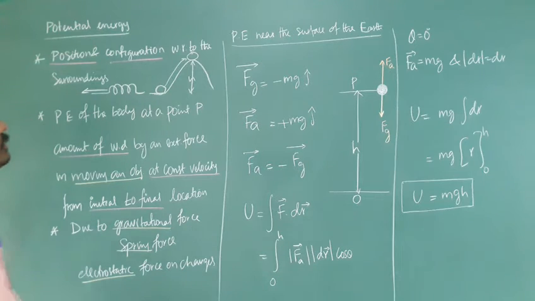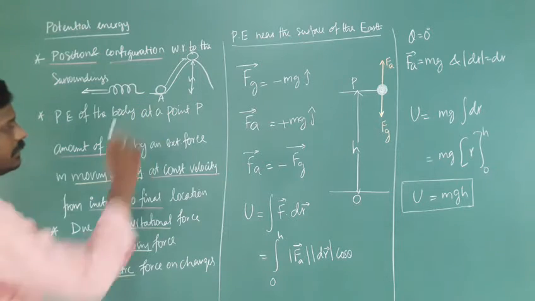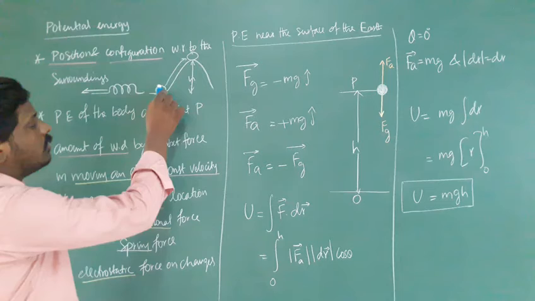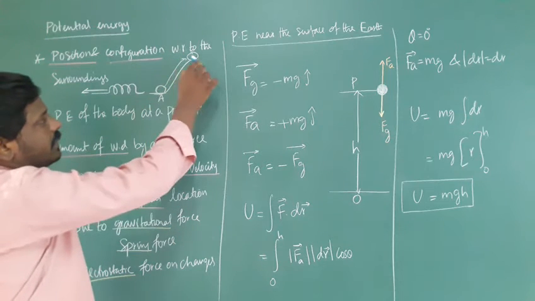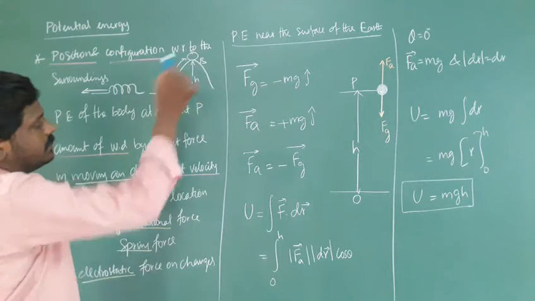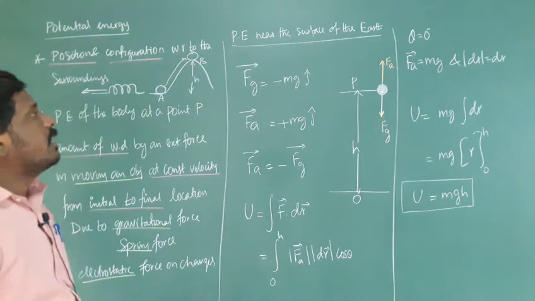So in this class we are going to discuss potential energy. Potential energy of a body is associated with position and configuration with respect to the surrounding. For example, a body is at rest here, so now the potential energy is 0. The same object is lifted to a certain height h, at point B. Now the potential energy has some value.